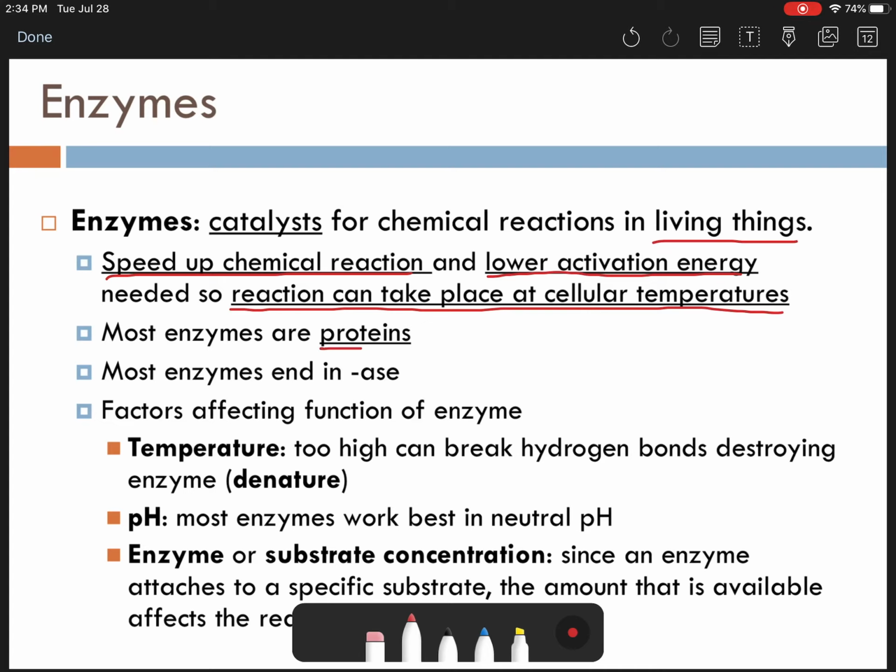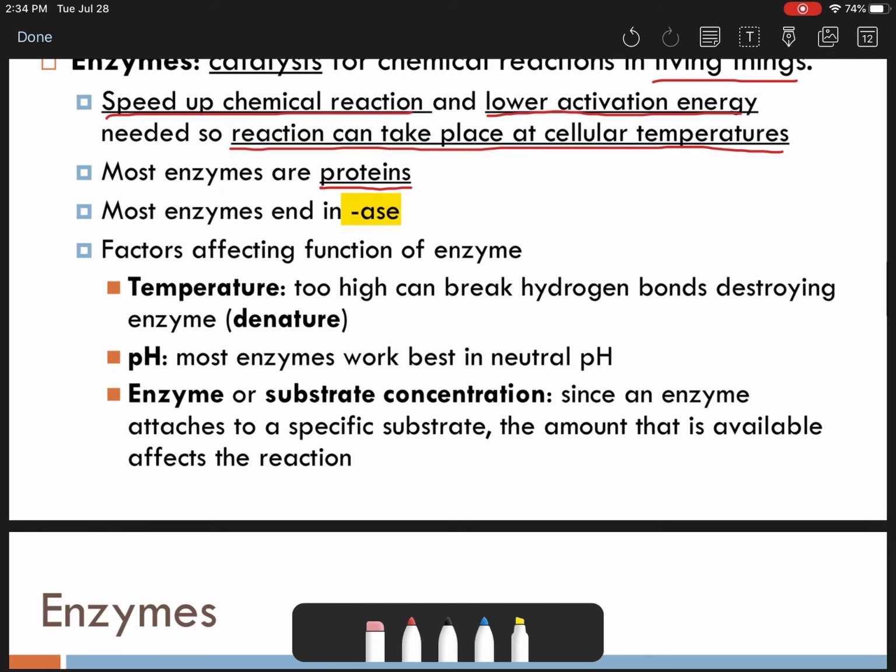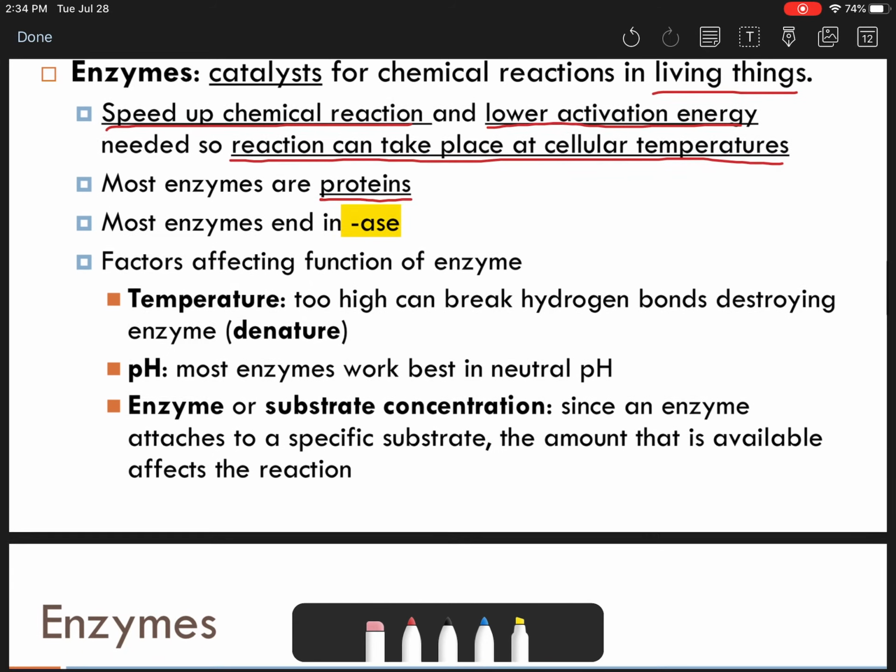Some other things about enzymes: remember that they belong to the macromolecule proteins. Remember we talked about that as being one of their functions, as being an enzyme. Most of the time they end in the suffix ase. So if you look at amylase and protease, sucrase, lipase, all of those things are enzymes. They end in ase. Not all of them, but most of them do.